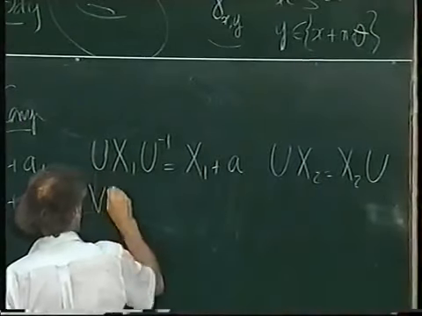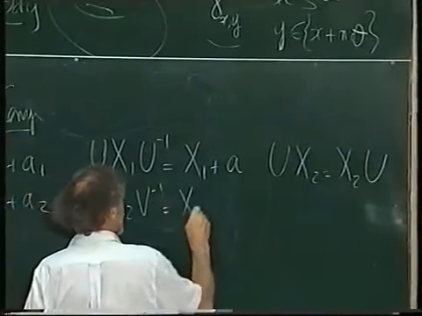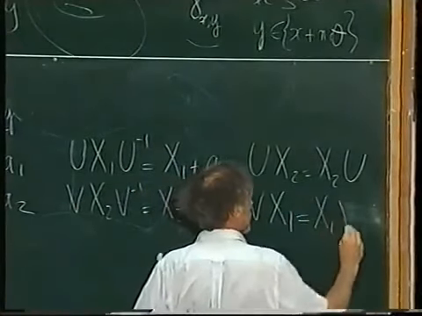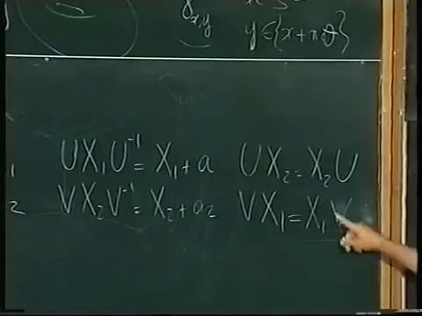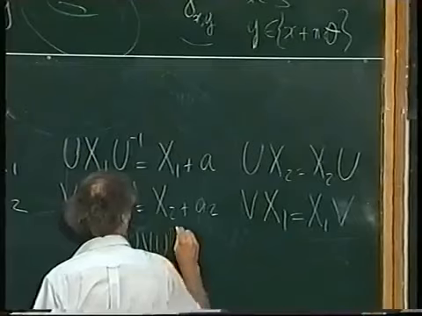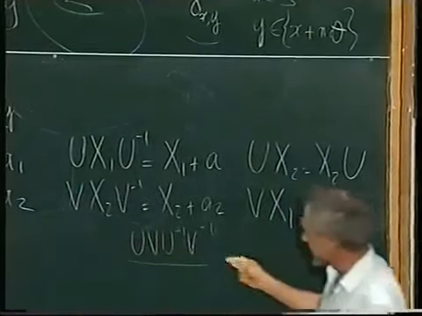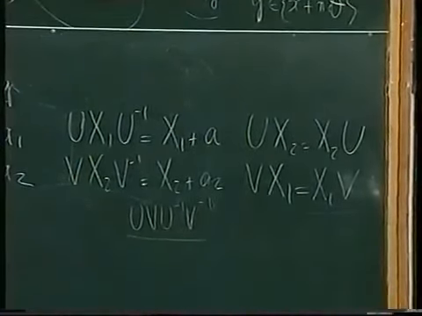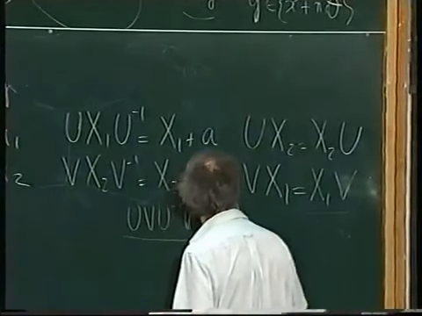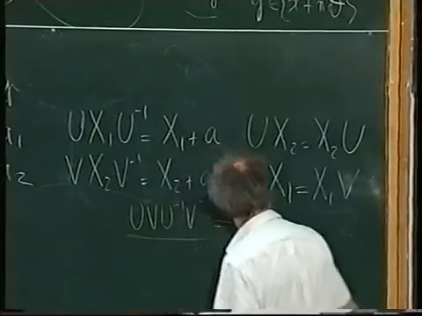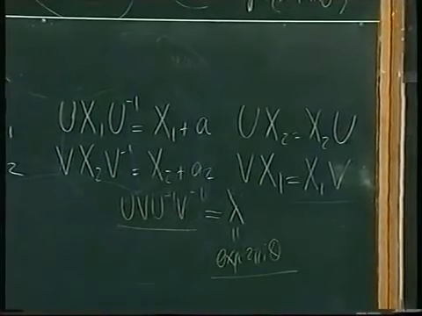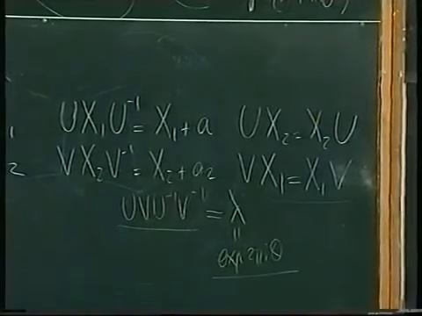Okay, and the second equation will be v x2 v inverse is equal to x2 plus a2. And v will have to commute with x1, so it will be v x1 is equal to x1 v. Now, if you look a little bit at what happens here, you'll find that the multiplicative commutator, which is u v u inverse v inverse, commutes with everything inside, so it has to be a scalar in the irreducible situation. And so you have this additional thing, and you can call this exponential 2 pi i theta. It's, of course, a complex number of modulus 1. And then you are back exactly to the previous equations. Okay?